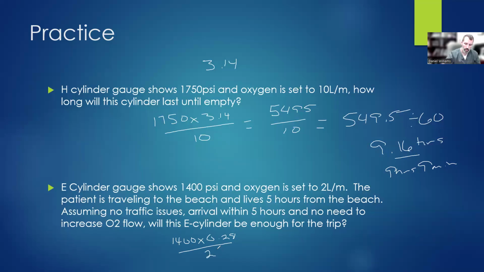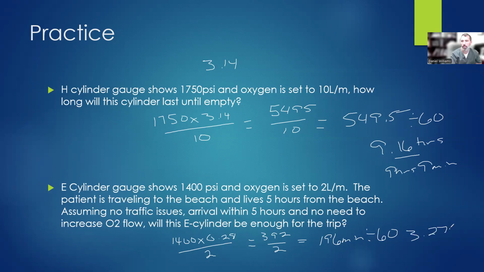So we take 1400, multiply that by 0.28. That is 392. Then we'll divide that by 2. That is 196 minutes. Divide that by 60. This is 3.27.